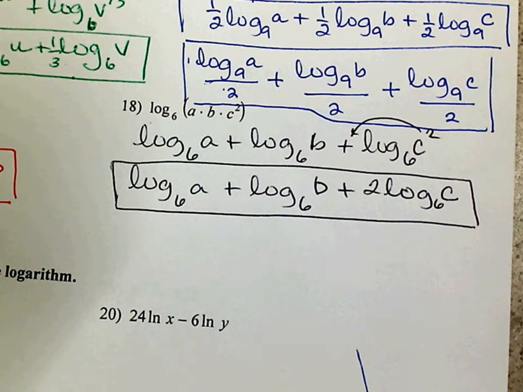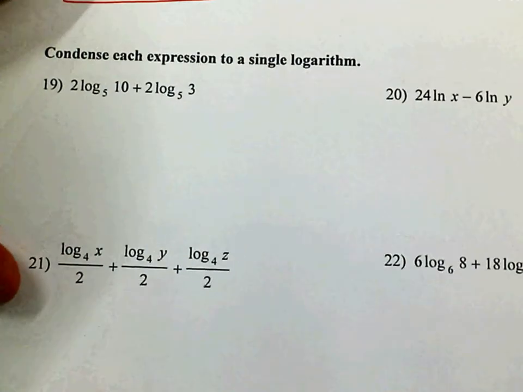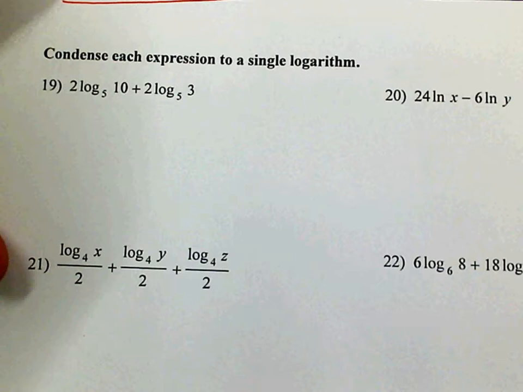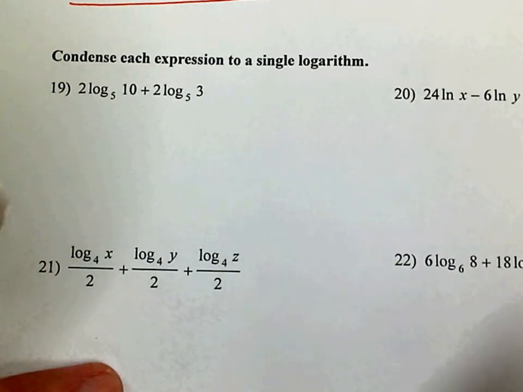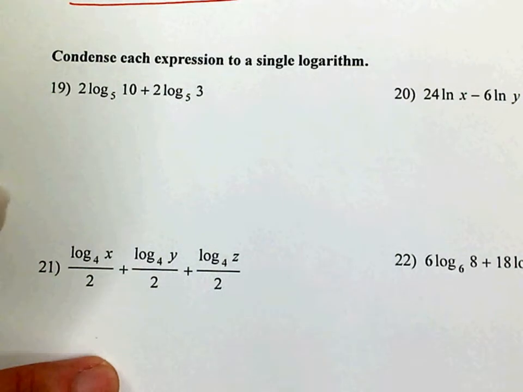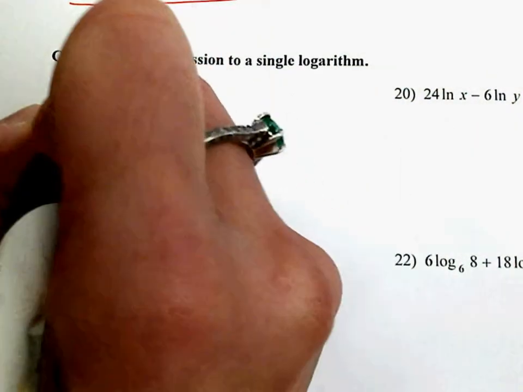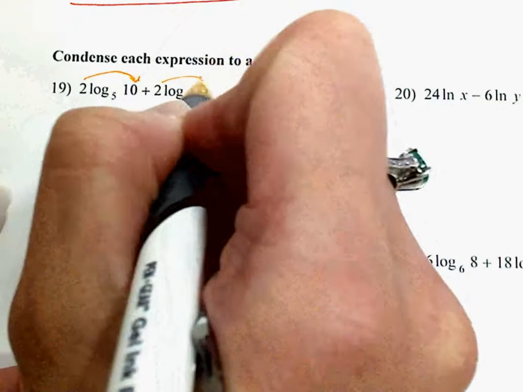Alrighty, now we're going to go into condensing, okay? Condensing means you go from many logs to one log. And you use the same properties that you have learned in logarithm. Alright, so before we start, let's do this first. You see how you have a coefficient? Move it to your exponent position, okay?